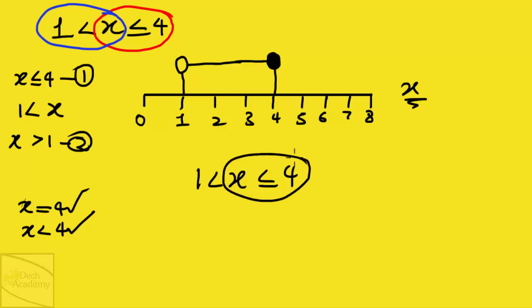x can be less than or equal to 4, so x can be 4 or less than 4, and 1 is less than x, or x is greater than 1. So values in this region are valid. x can take values like 2, 3, 4. x can't be 1, but x can be 1.5, and so on.